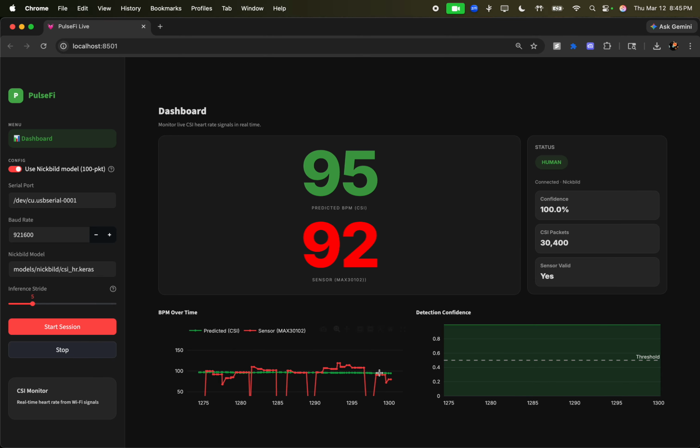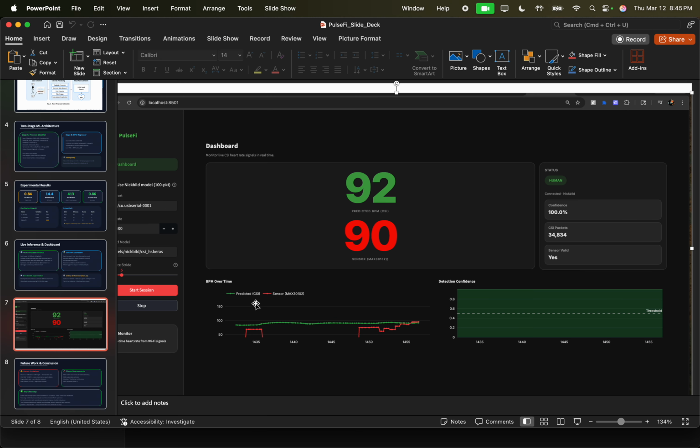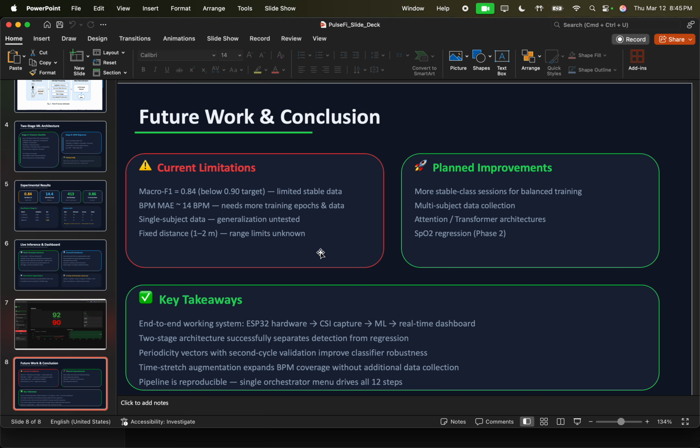So concluding this, the future work that I have in mind is that we can test on different ranges of Wi-Fi transmitter and receiver. We can have more subjects to use as training data. Right now it's trained on just me, so it's overfitted to my heart rate.